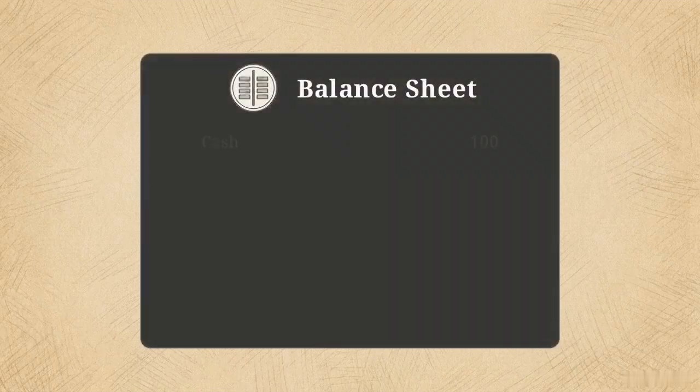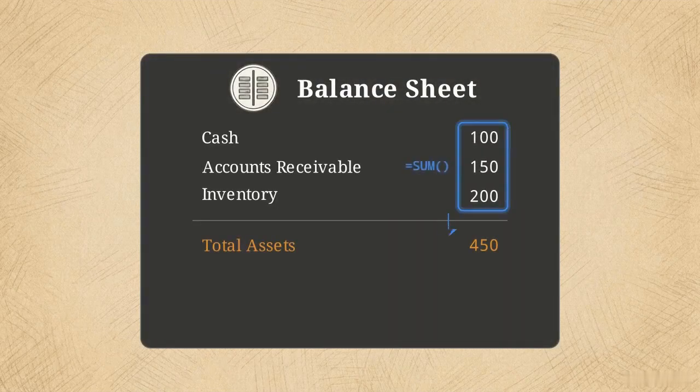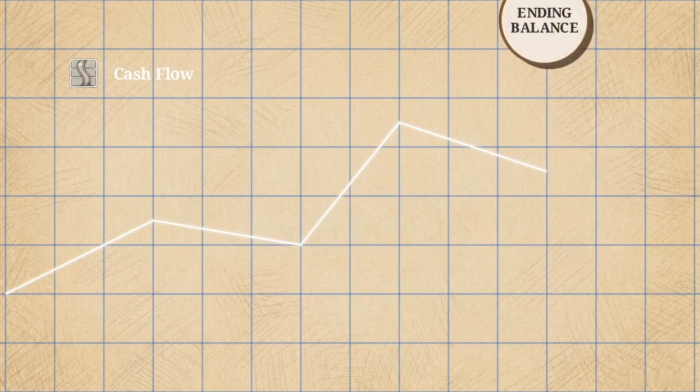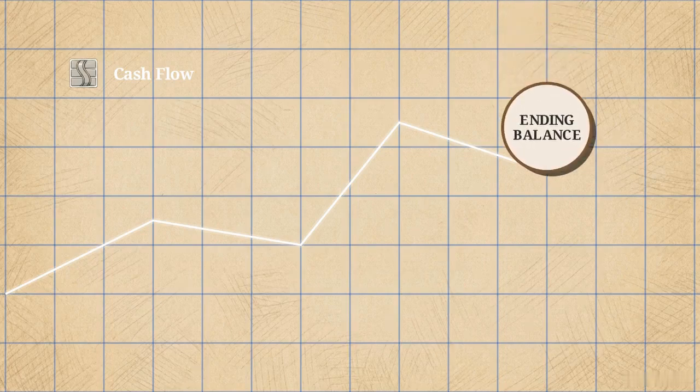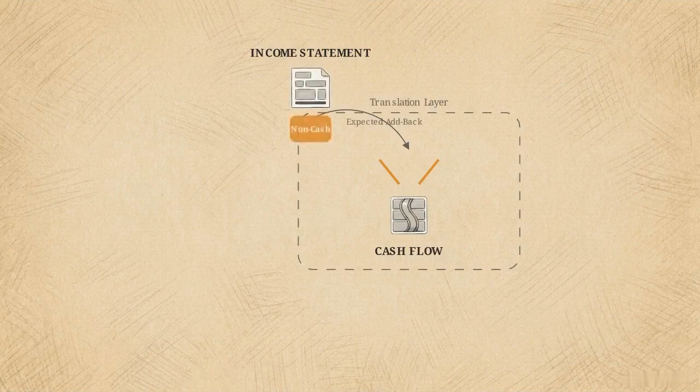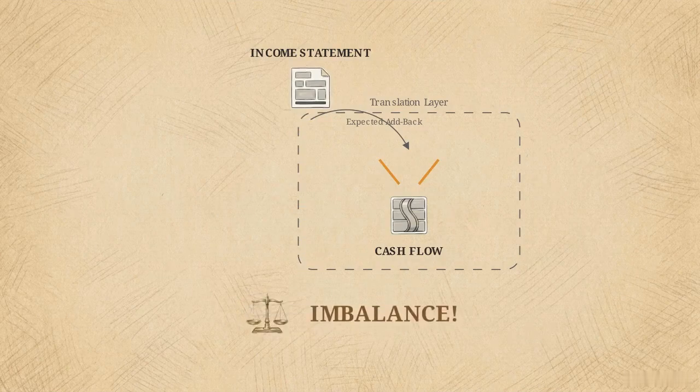The first is incomplete subtotals in the balance sheet that fail to capture newly added line items, such as deferred tax liabilities or prepaid expenses. The second diagnostic trap occurs in the debt schedule. Using the ending balance to calculate interest rather than the average balance for the period warps the cash flow outputs. The third trap lies in the translation layer. Failing to add back obscure, non-cash items from the income statement onto the cash flow statement will guarantee an imbalance.